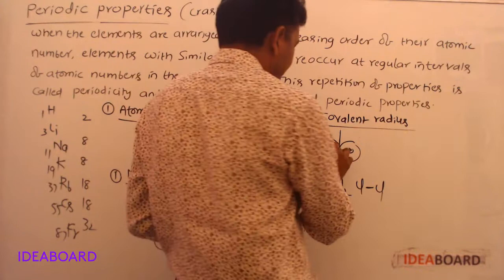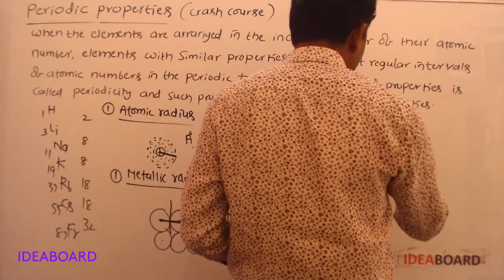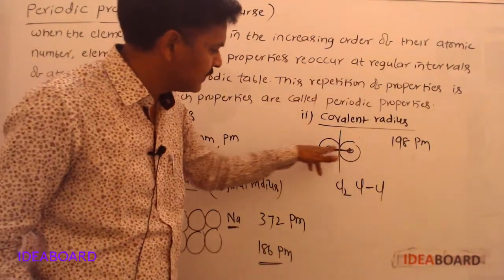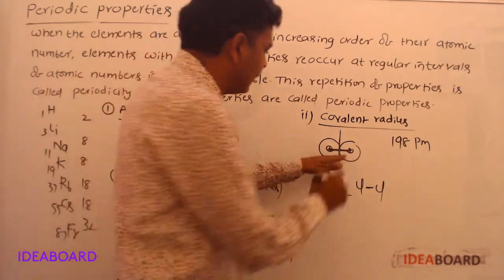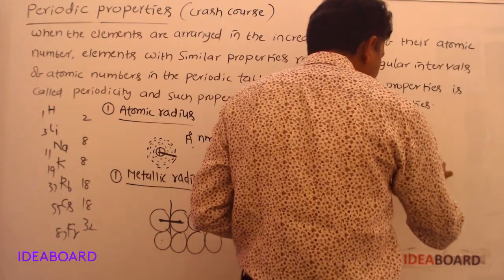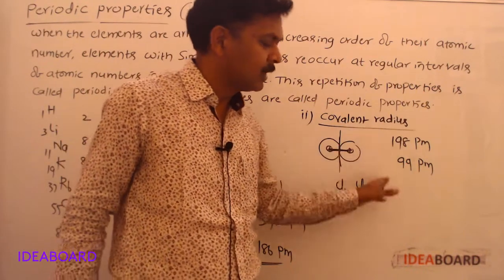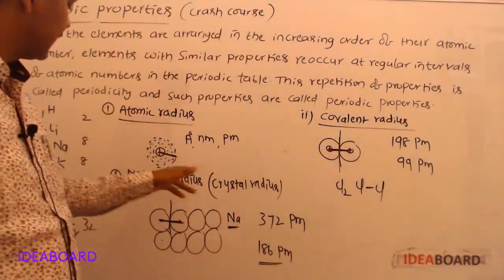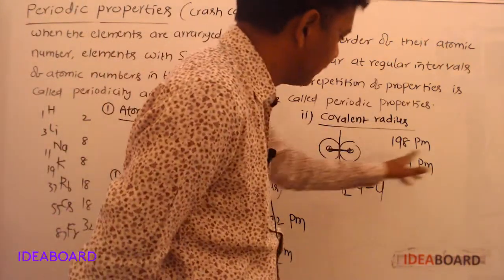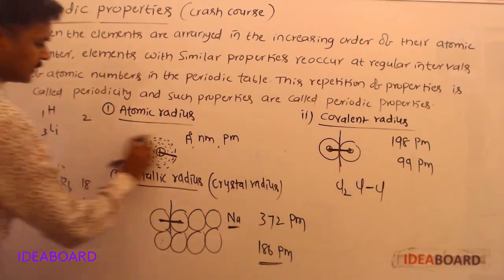In Cl2 molecule, this internuclear distance is 198 picometers. Then covalent radius is half of this, that is 198 by 2, 99 picometers. This covalent radius is used for non-metals. Metallic radius or crystal radius is used for metals. Covalent radius is used for non-metals. Next, third one, van der Waals radius.